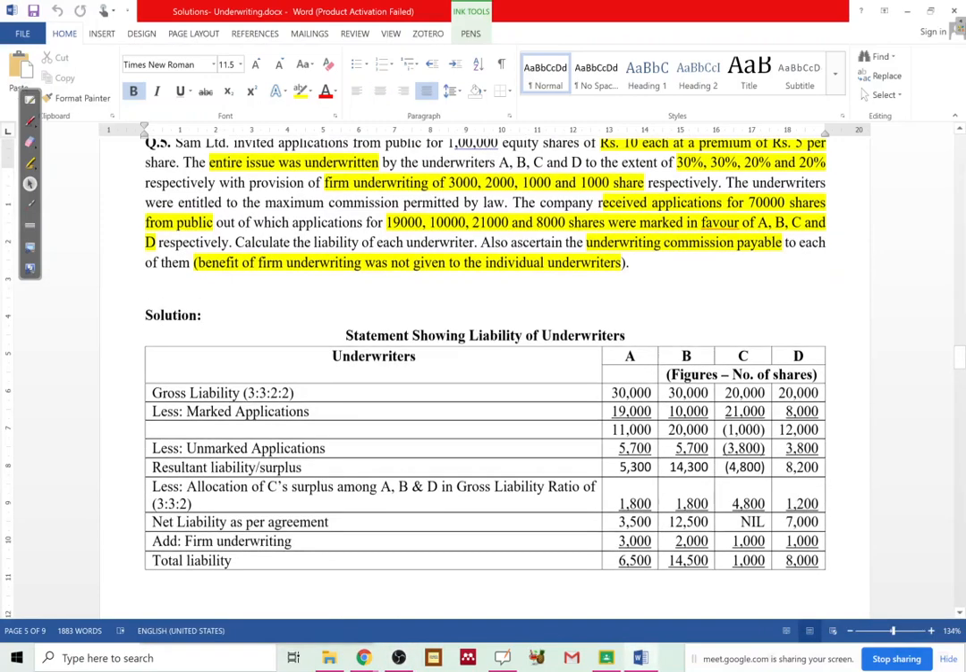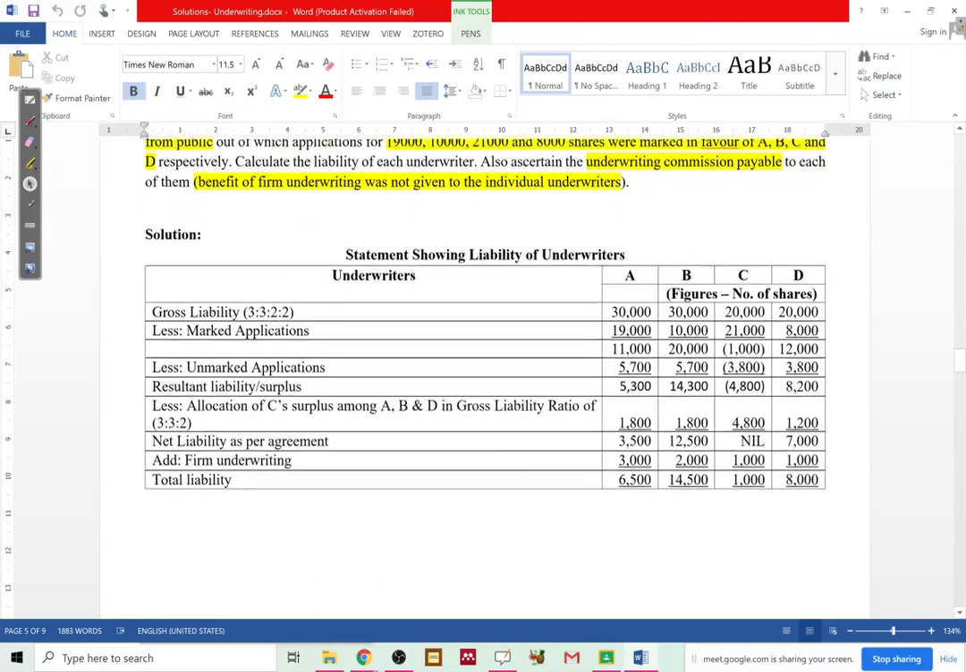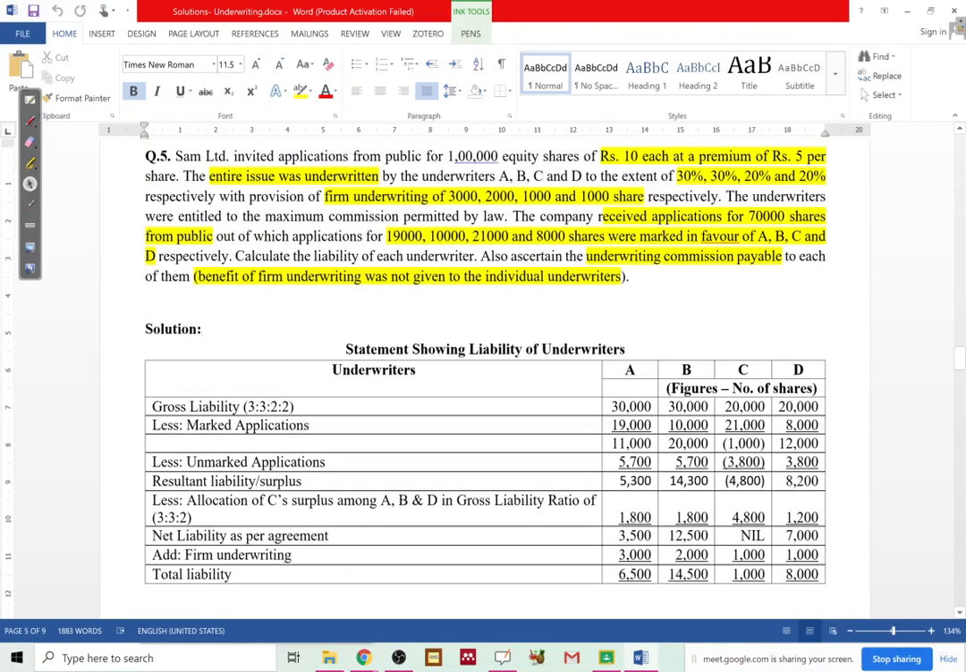The next thing we will calculate for question 5 is the underwriting commission. Now, since the percentage or the rate of commission to be paid to the underwriters is not given to you, we have to remember a certain rate that is allowed by SEBI.